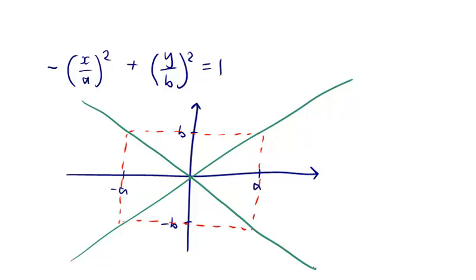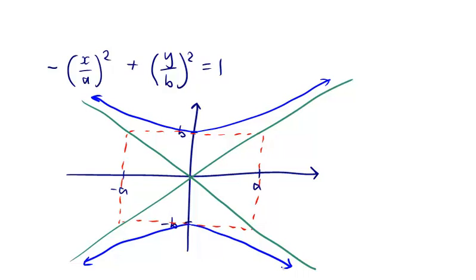And which axis does it cross? Well, let's have a look. What happens if we set x to be 0? Then there is a solution for y, and so therefore it must cross the y-axis. So it must meet the box at the places where it crosses the y-axis. And that's the shape of a hyperbola. Let's have a look at the parabola now.